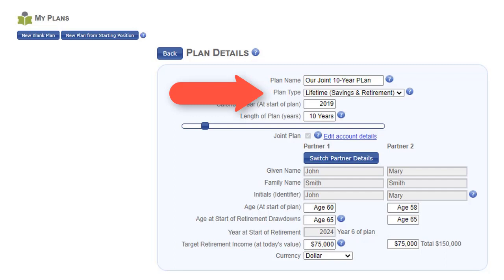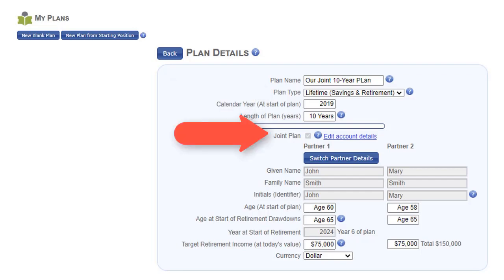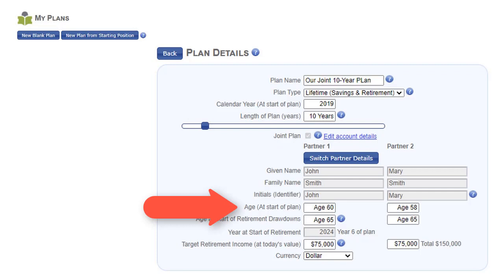This plan type is called a lifetime plan as it is a combined savings and retirement plan. Because the starting position was for a joint plan, this option is automatically selected. You must enter for both partners the age at the start of the plan and the age at the start of their retirement. The plan will commence the retirement phase in the year of retirement for the first person to retire. In this case it is John. Mary will retire 2 years later.